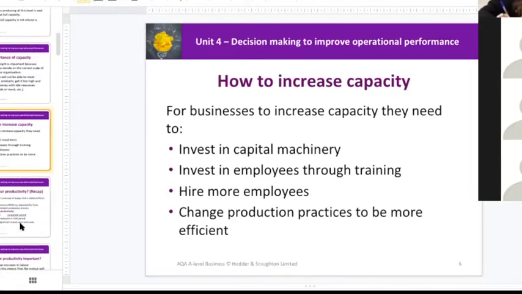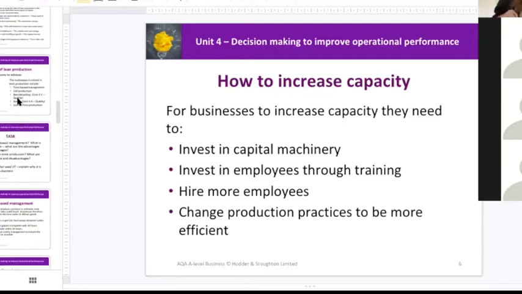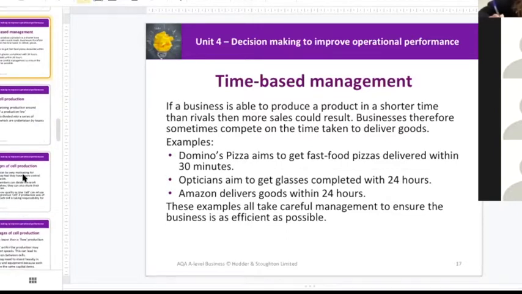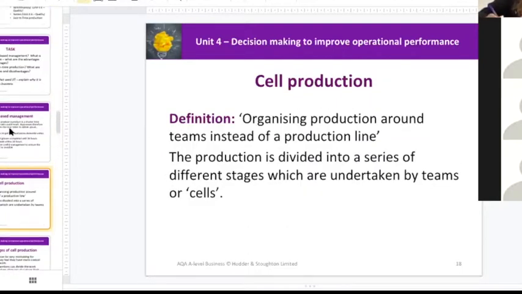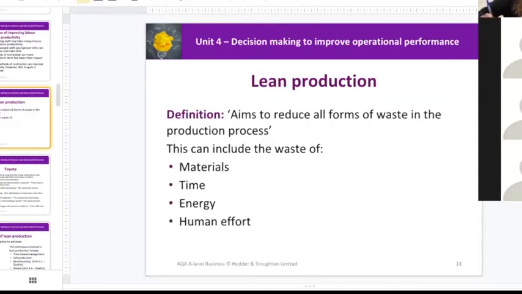Labor intensive. Oh, we did. Labor intensive. Yes, we did. This is last Friday class. I think it's last week. We've done time-based. Time-based, I don't think so. No. Not yet. Cell? No. Okay. So I think I'll start from here. From lean, okay.